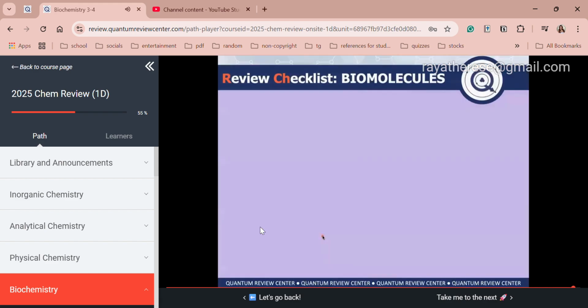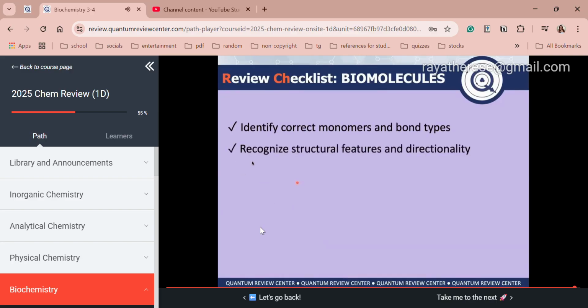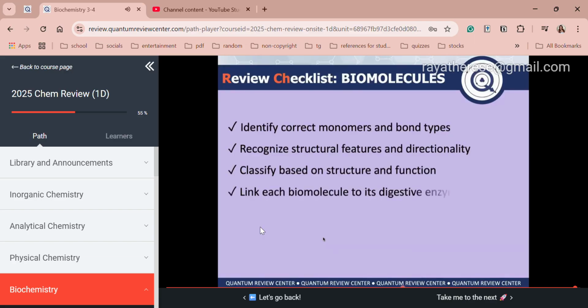Alright, so to summarize our discussion on biomolecules. So first, here are the objectives that you need to brush up on. Okay, so again, this is our review checklist. First one, we identified correct monomers and bond types. We also recognize the different structural features and directionality of all your biomolecules. And of course, again, class, the star of our discussion is their structure and function. Okay, and we also link each biomolecule to their digestion mechanism, particularly the enzyme responsible and the site of digestion. Alright, and then of course, solubility, very important, as well as their metabolic energy roles.